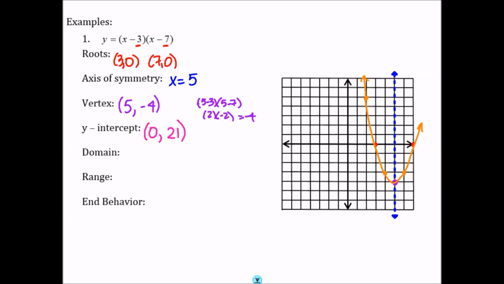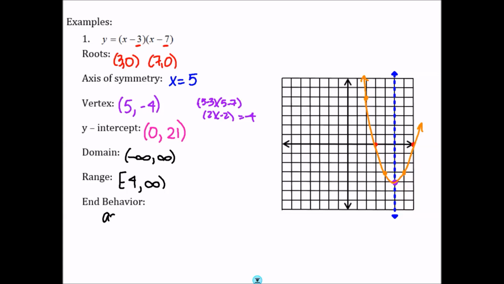And there I have my parabola. So the domain of every quadratic, hopefully you remember, is negative infinity to infinity, or all real numbers. The range, if we look at the graph, the lowest that the graph goes is negative 4. The highest that it goes is infinity.